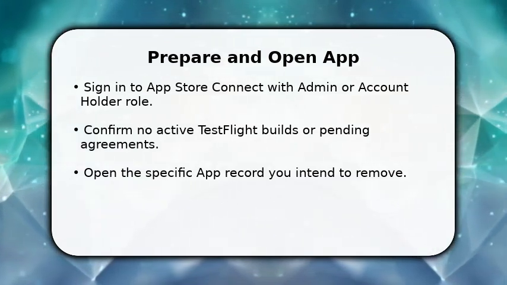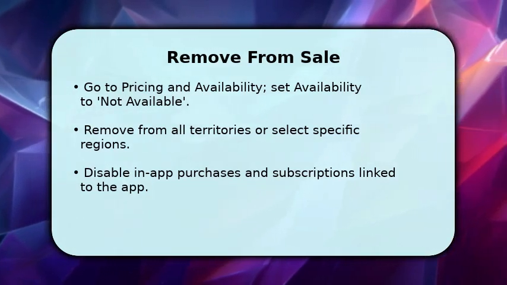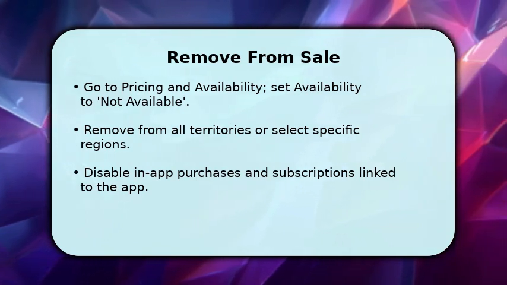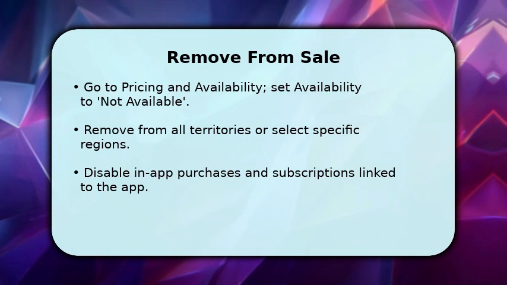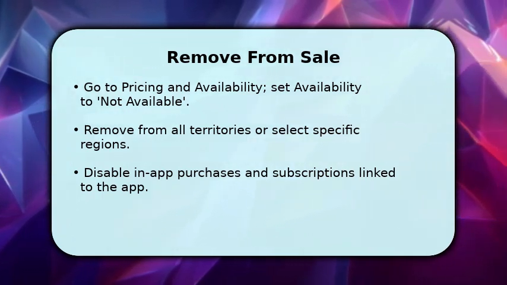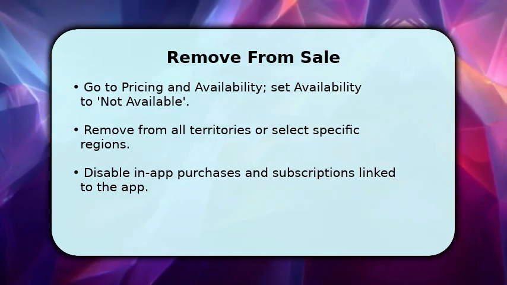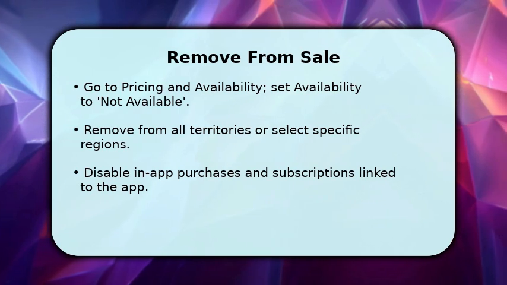Once in Pricing and Availability, change availability to not available across all territories if you want a full removal. Choose specific countries if partial. Make sure you also disable and remove any in-app purchases and subscriptions, because those can keep the app from being deleted later. After altering availability, save and submit changes.